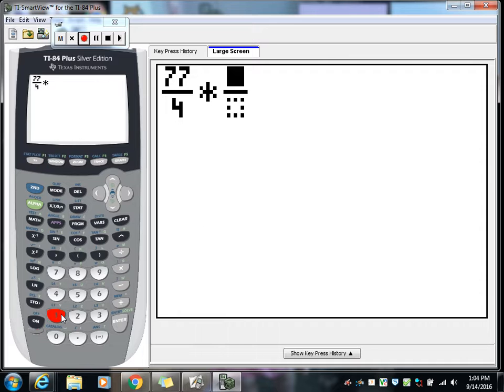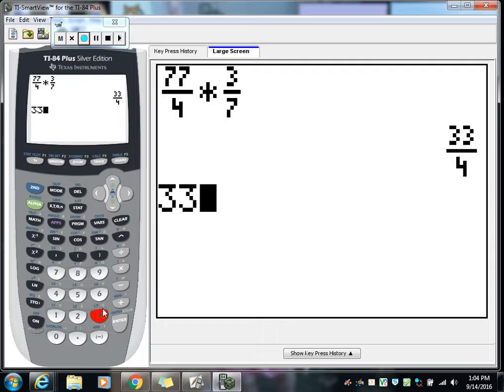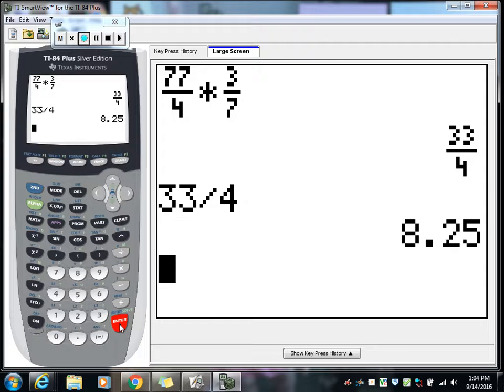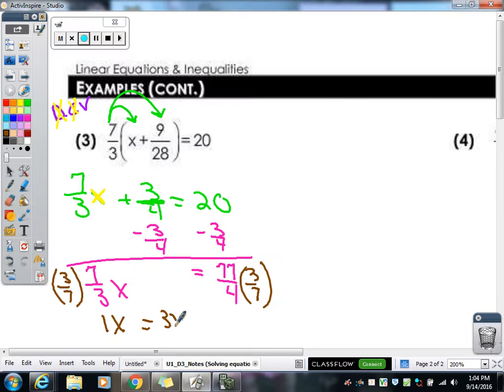number 1, 3 on the top, arrow down, 7 on the bottom, arrow right out, hit enter. The answer is going to be 33 over 4. Now, you could have it as a decimal also. If I did 33 divided by 4, you'd get 8.25. So either answer is right, 33 over 4 or 8.25. They didn't tell us which way to put it. So those are the two answers on that one.